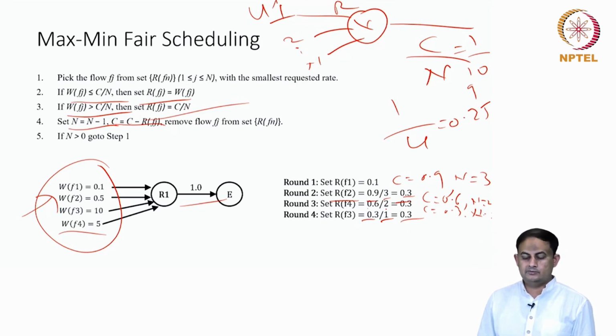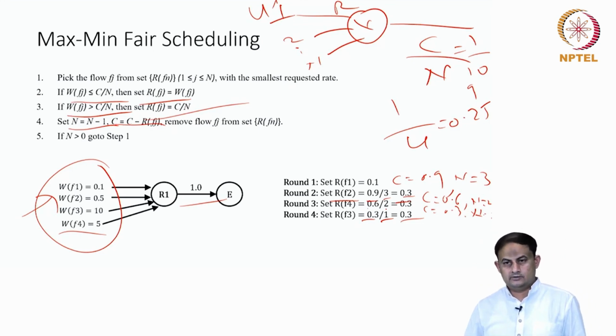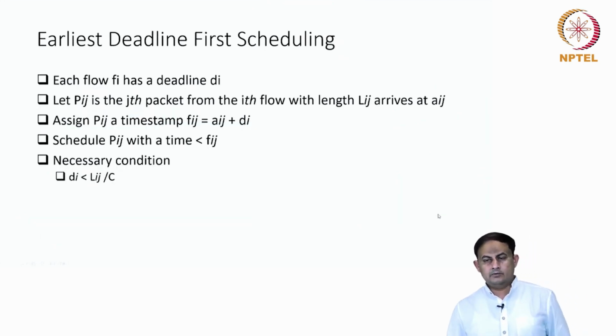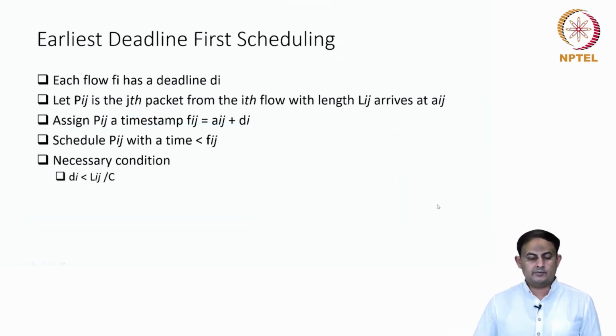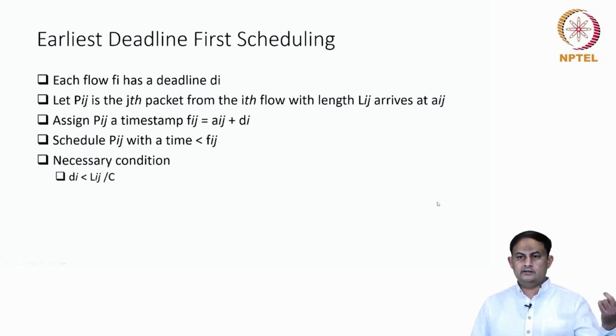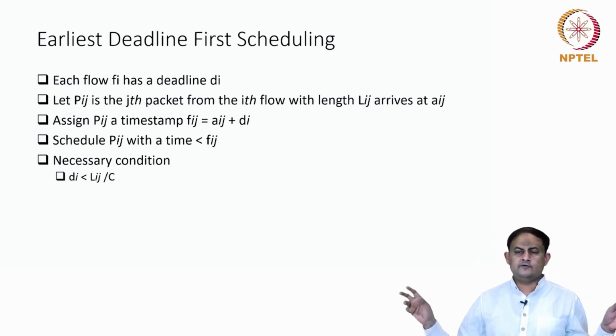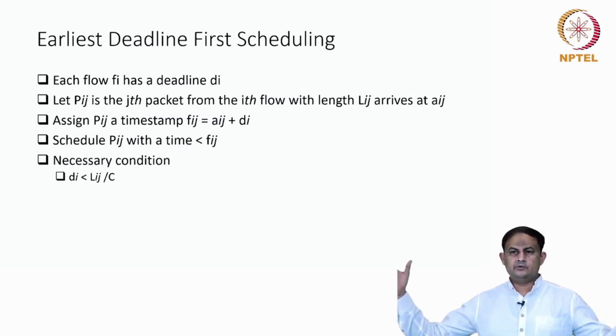That is how the maximum pair scheduling actually works. Now, this is one kind of scheduler, and I want to end the discussion on traffic management with another scheduling algorithm called the earliest deadline first scheduling algorithm. This earliest deadline first scheduling algorithm comes from the notion of end-to-end delay.